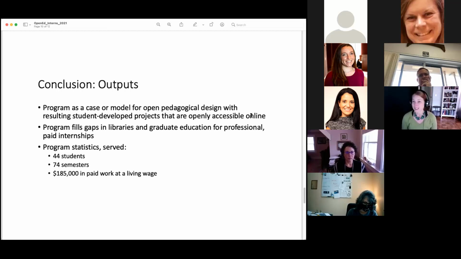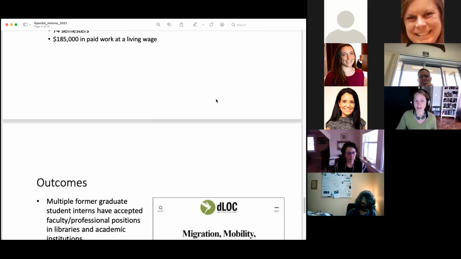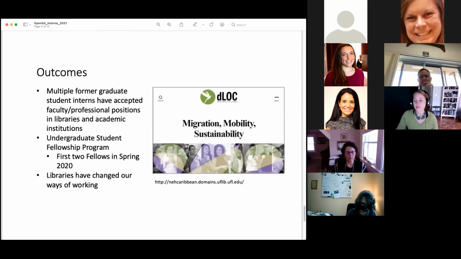The program statistics: we've served 44 students, 74 semesters of work, and $185,000 in paid work at a living wage. So tremendous impact, and we have more internships. We've got the call out for proposals that are open now. We'll be reviewing more by the committee in March, and more awards will be coming. And for outcomes, we've had multiple graduate student interns accept faculty or professional positions in libraries and academic institutions.